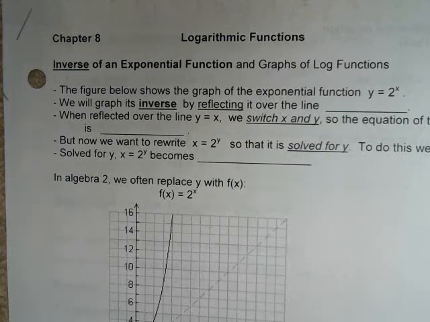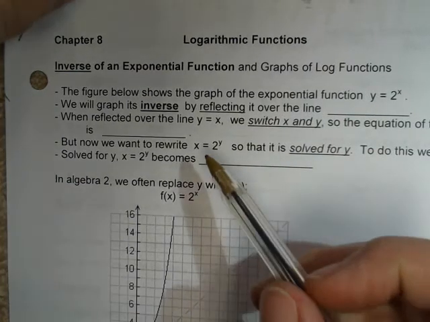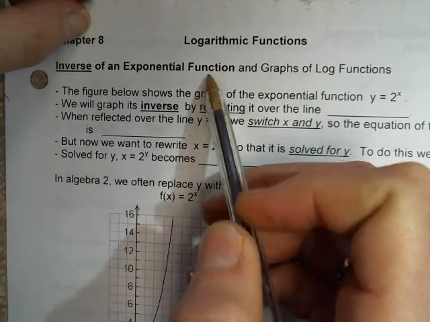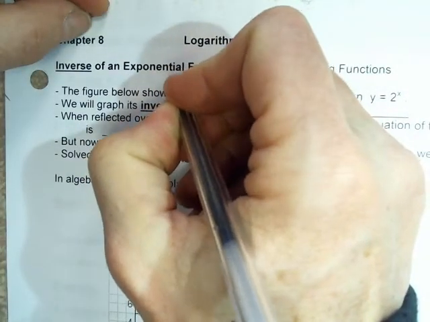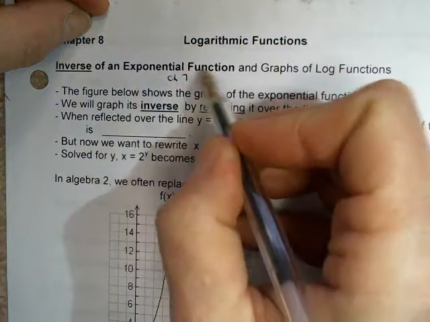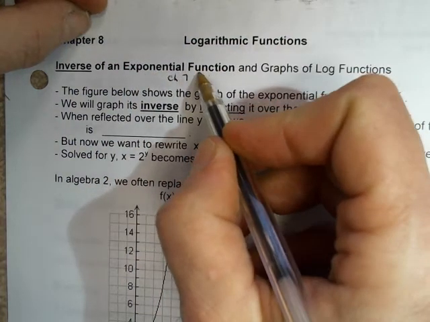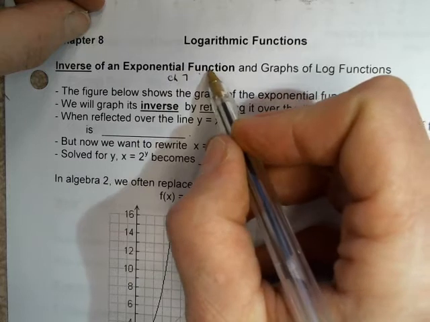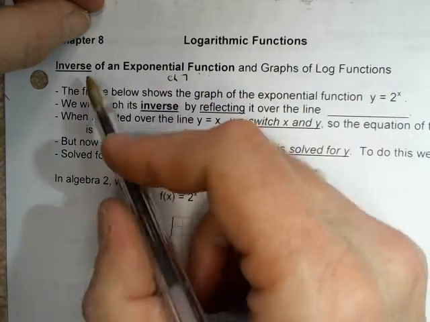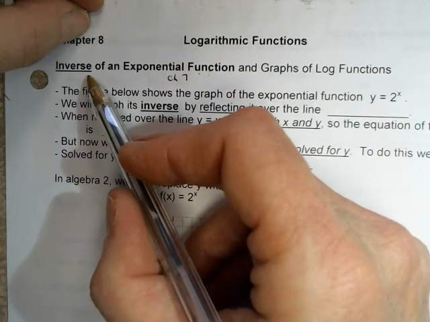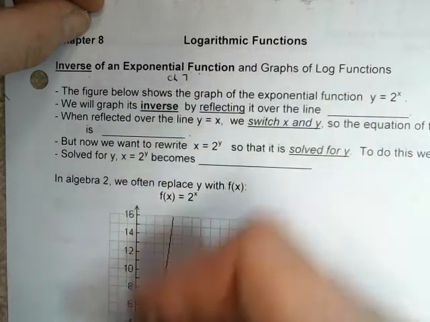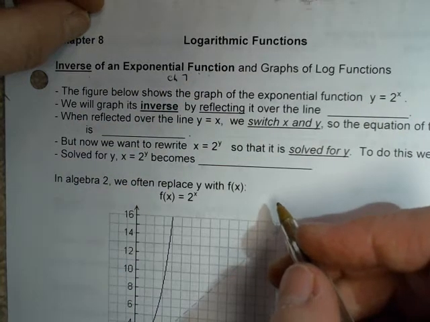Today we're going to start Chapter 8. Chapter 8 is about finding the inverse of exponential functions. Back in Chapter 7, the chapter that we just left, we talked about exponential functions. So what we're going to do in this chapter is take these exponential functions and find the inverse of them, and there's a special name for the inverse of exponential functions, and we'll see that in just a couple minutes.